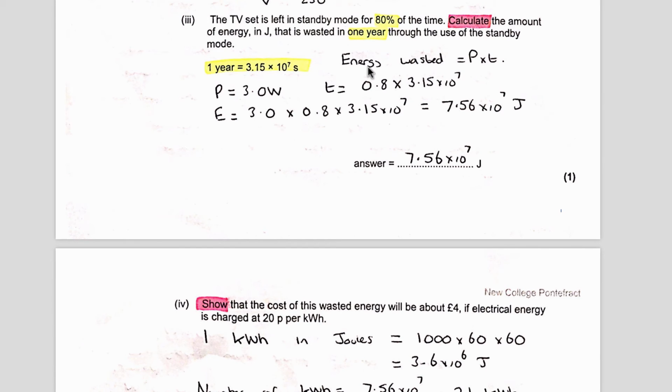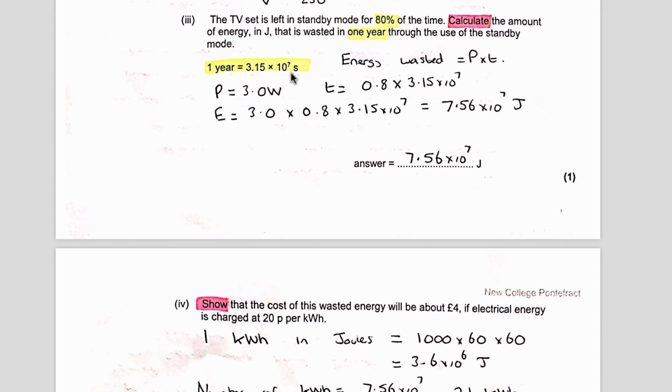So we want to know how many joules of energy are wasted, and we know the power and the time. The power is 3 watts. The time is this thing here, because the 3 watts is going in, and although the transformer is not 100% efficient, this 3 watts is constantly being used whenever it's on standby mode. That's the time. So we've got 80% of this year here. So that's our total time, just 0.8 multiplied by the number of seconds in a year.